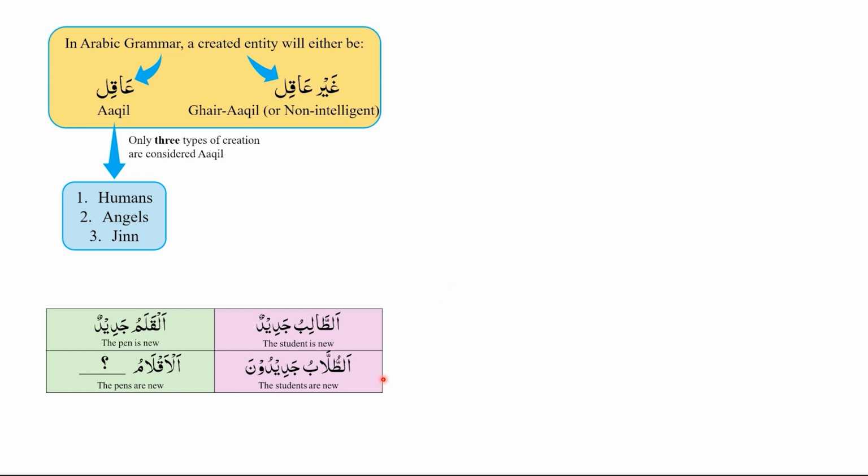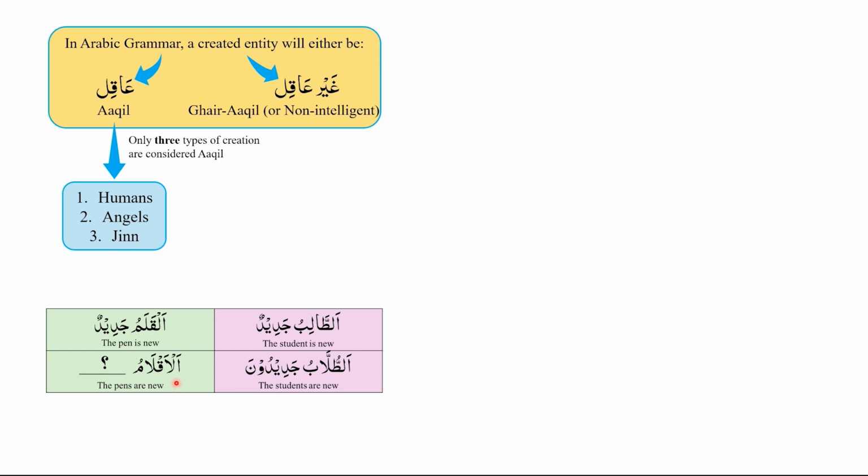When we come to the plural forms, we have at-tullabu jadiduna, the students are new. Similar to the student, the students are also aqil. The pens are new. We will say al-aqlamu. We are not yet sure about what the khabar will be, but al-aqlamu is plural and it is ghair aqil because the pens are not humans, the pens are not angels, the pens are not jinn.